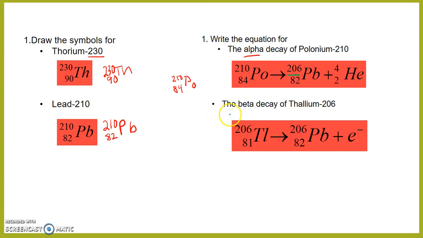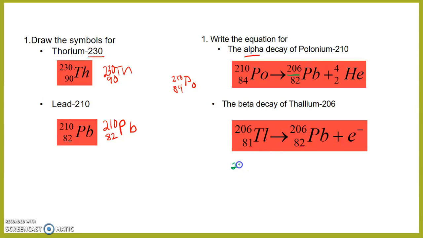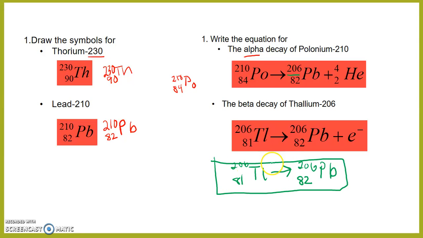The second part says the beta decay of thallium-206. We find thallium, which is right here, 81. So we do 206, atomic number 81. Since we're doing beta decay, it's the emission of an electron. So we do 206, and we know it's lead again because the nucleus is gaining a proton as the electron is emitted. So we add 1 to the atomic number, and that's how you write the equation for that beta decay.